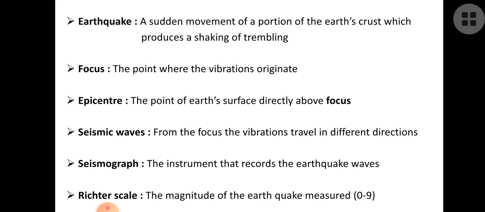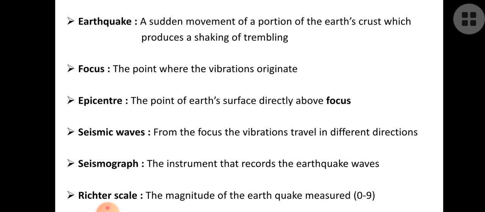Richter scale is the unit of measurement of the waves calculated by the seismograph instrument, and the Richter scale goes from 0 up to 9. So 0 Richter scale will be very small earthquakes. 9 means it is very large.